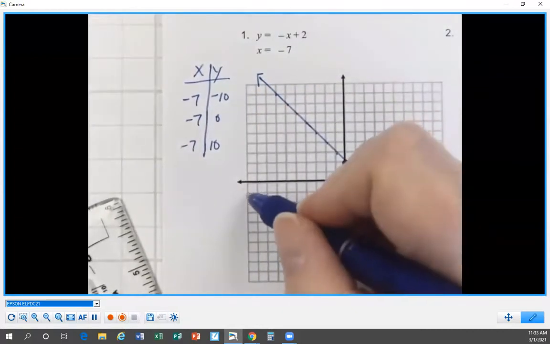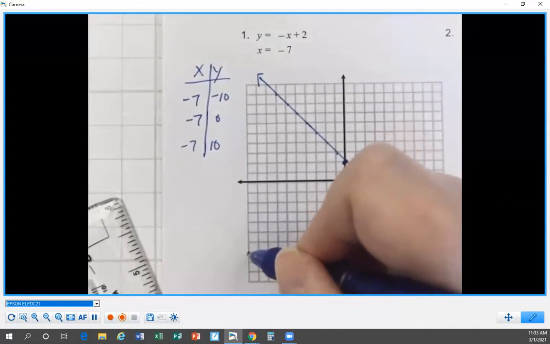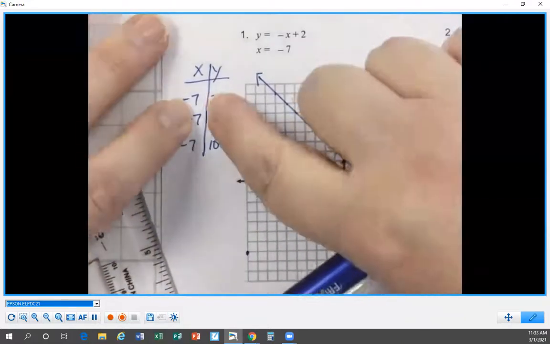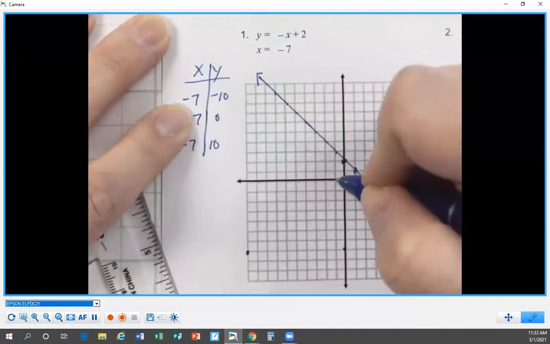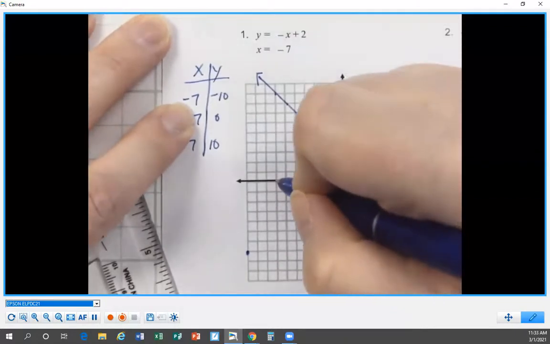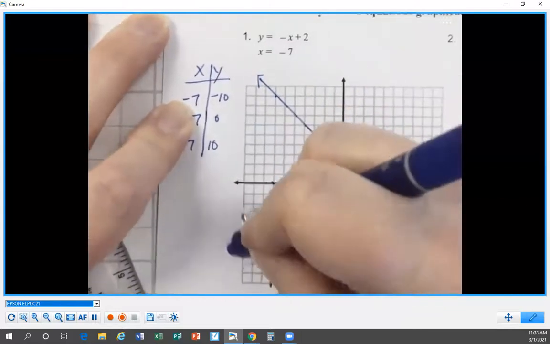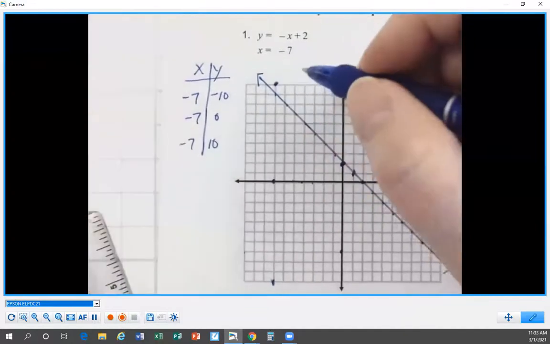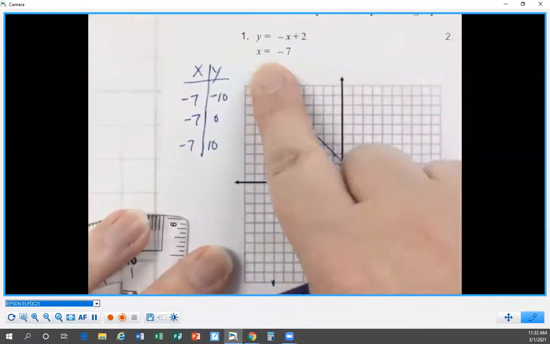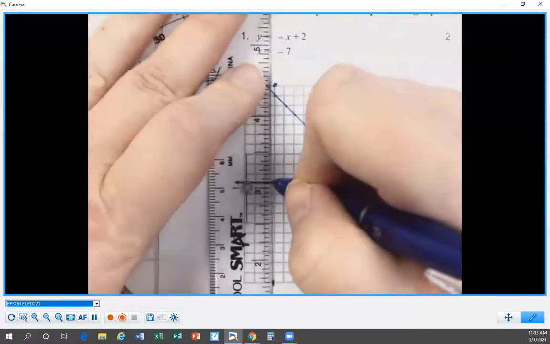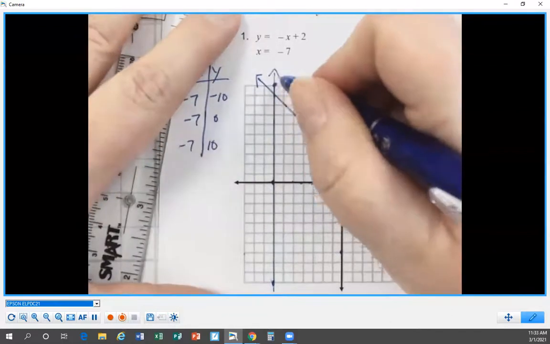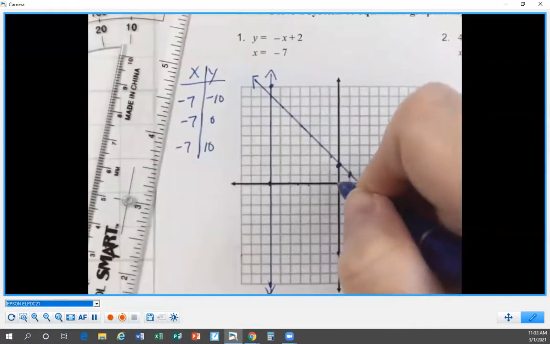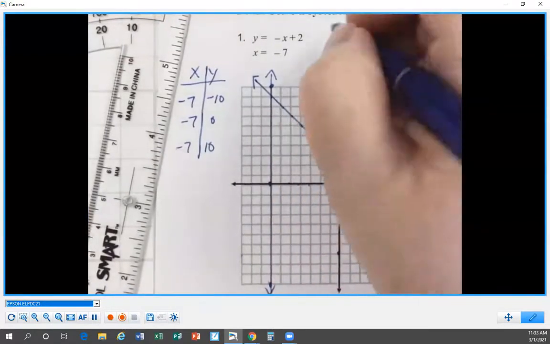Negative 10, negative 7, 0, negative 7, and I'm sorry, I did that completely wrong here. So negative 7, negative 10 is here. Negative 7, 0 is here, and negative 7, 10 is here. So it goes through the x-axis at negative 7. And then we can see that our point of intersection is at negative 7, 9.